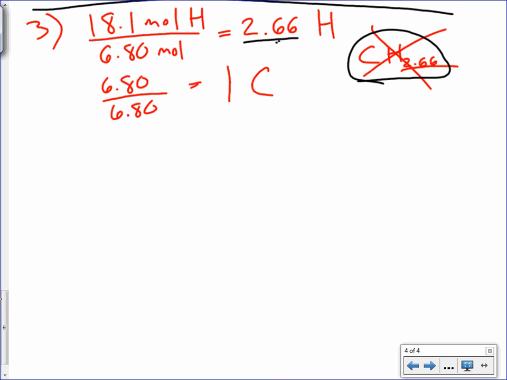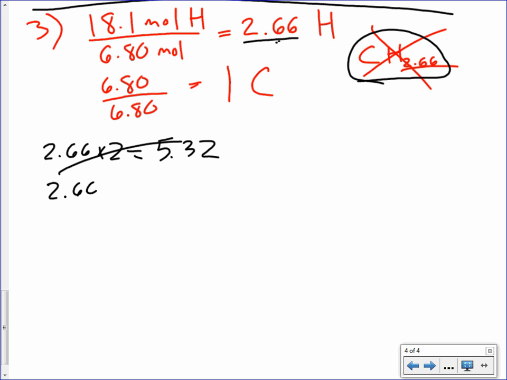So there's more than one way to do this. If you can look at it and figure out what whole number that's going to be, that's fine. We can do trial and error. So, 2.66 times 2, is that going to give us a whole number? So you can try that. Multiply that by 2, you get 5.32, so that doesn't work.